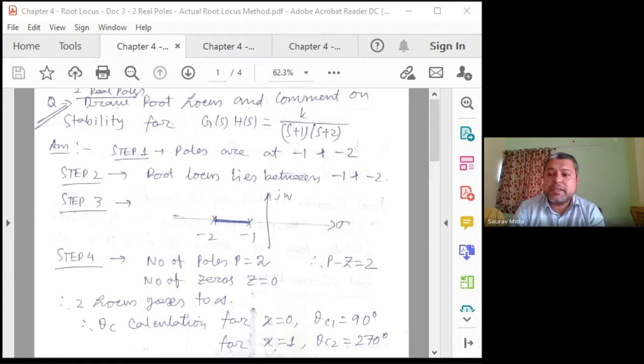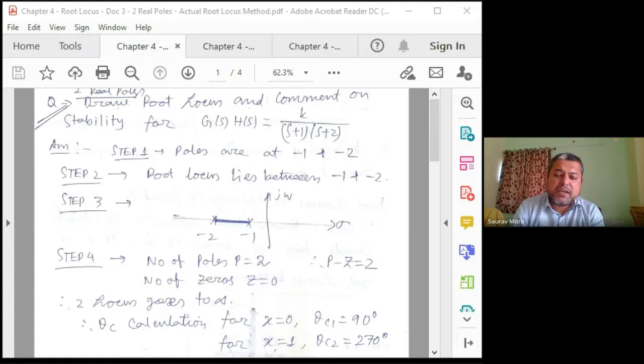G(s)H(s) = k divided by s into (s plus 4). Same as here in this numerical you find k divided by (s plus 1) into (s plus 2). Here also you will find that at k equal to 0, initially the poles will be at minus 1 and minus 2. As you are increasing the value of k, they will come and collide at minus 1.5, and from there they will go upward and downward exactly parallel with respect to the j omega axis.